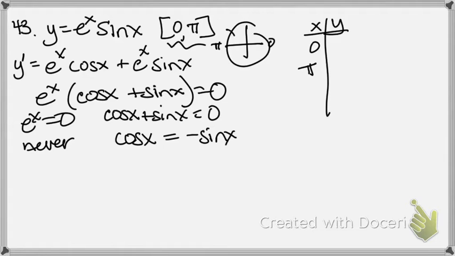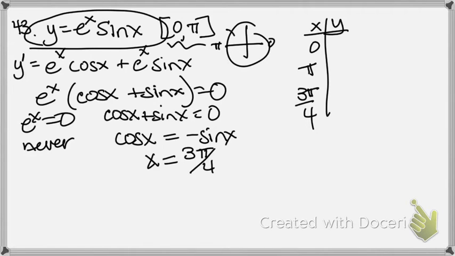And that would be right here. Okay? And that is not pi over 4, but 3 pi over 4. That's our other critical point. Okay? Now plug those values into this, and because of the e, that's a little bit ugly.